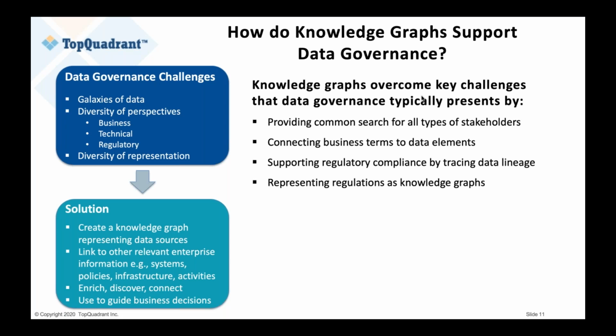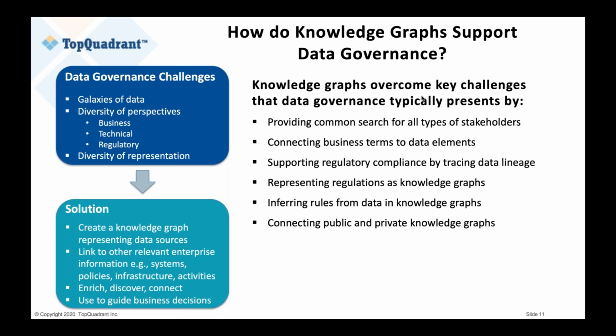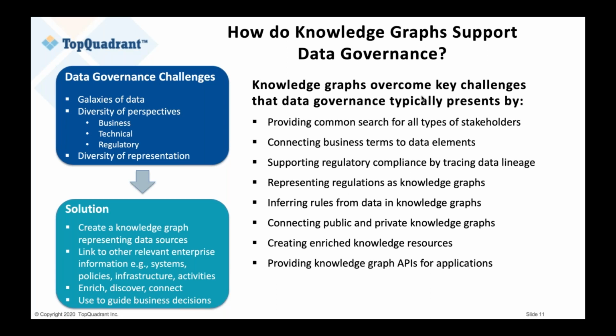Now, knowledge graphs can represent any type of information. So this means that you could also represent regulations and various aspects of regulations as knowledge graphs. So it's not just describing data sources, but it's broader and much more capable. Using rules in the knowledge graph, you could enrich the available data. You could also leverage information that is available on this broader semantic web, you know, the knowledge graphs that are internal and external and can possibly be connected. And again, that leads to more enriched knowledge resources.